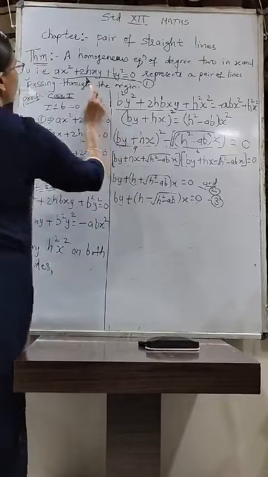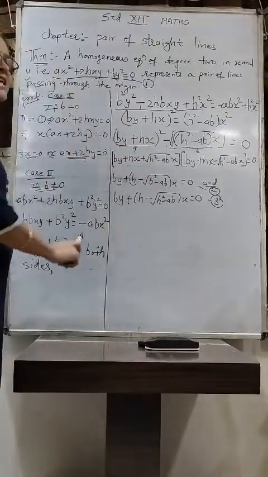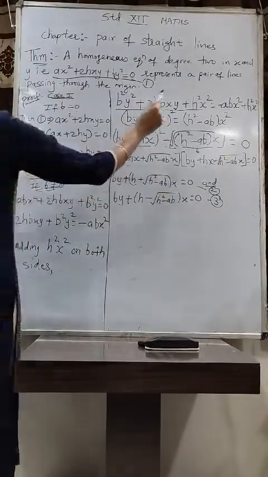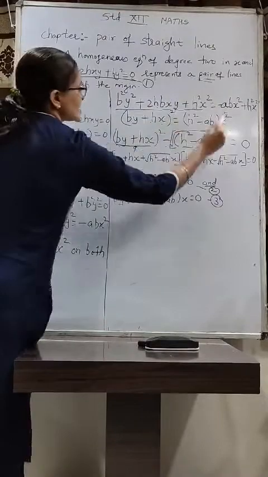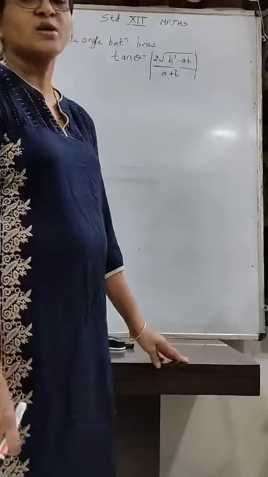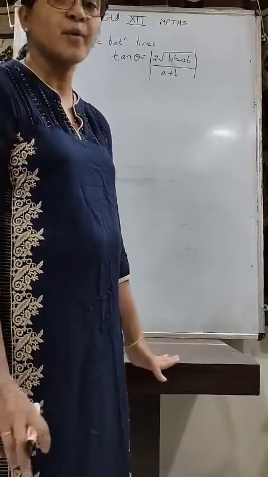So our theorem is: a homogeneous equation of degree 2 in x and y, that is ax square plus 2hxy plus by square, always represents a pair of lines passing through the origin. So this is our first theorem. Now students, we start with the second theorem of pair of straight lines, which is also a very important theorem.